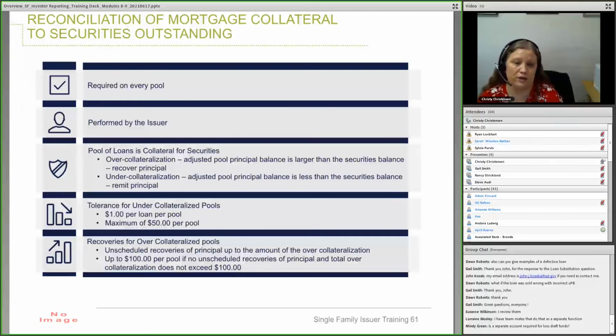Under collateralized means the adjusted pool principal balance is less than the security balance, and you would need to remit principal, most likely by a corporate advance. There is a $1 per loan per pool tolerance with a maximum of $50 per pool.